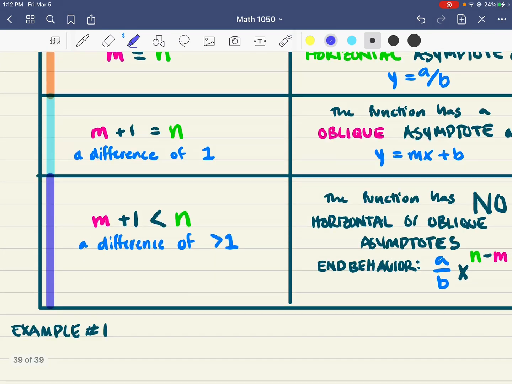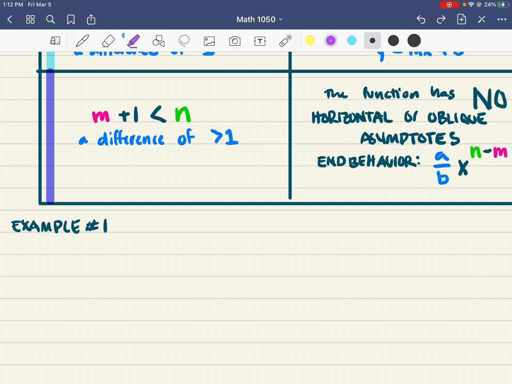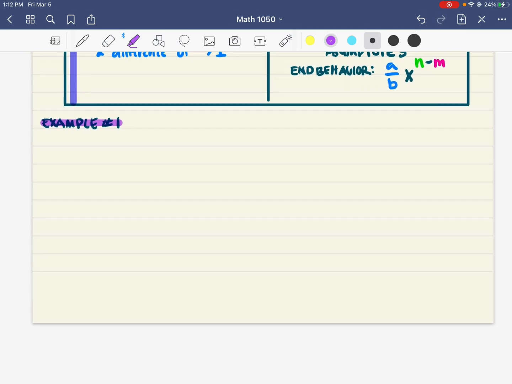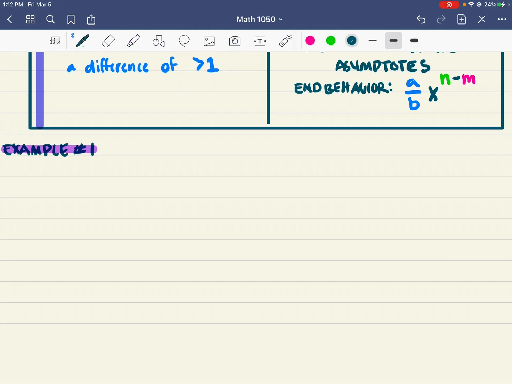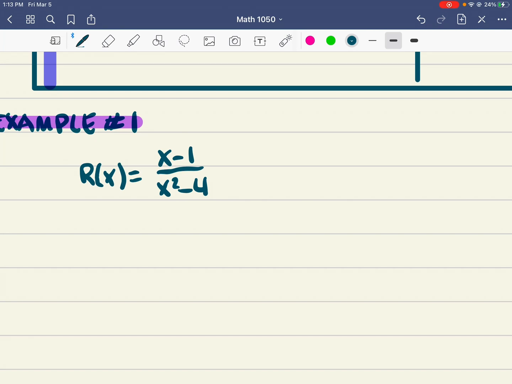And I'm going to highlight it in the same color because I like colors. This is an example of one where m is bigger than n, meaning that the degree of the denominator is bigger than the degree of the numerator. So our function is r of x equals x minus 1 over x squared minus 4. So very clearly the degree of the denominator is bigger than the degree of the numerator.